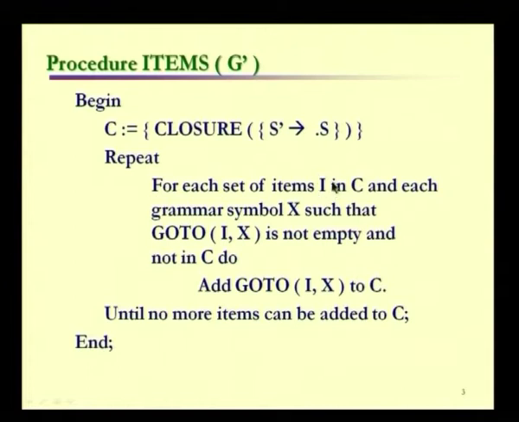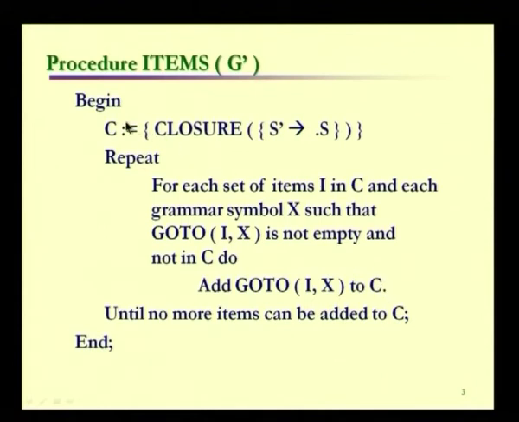So, for each state I and for each grammar symbol x, we compute another set called goto of I comma x. This will give you another set of items. There are two cases. The first is that it must be non-empty. The second is that it must not already be in C. Then we introduce another state: we add goto of I comma x onto C.